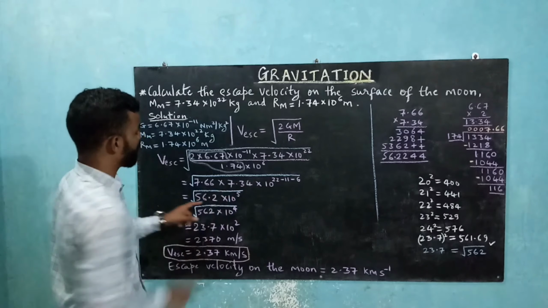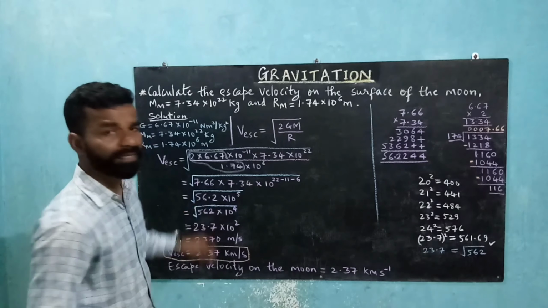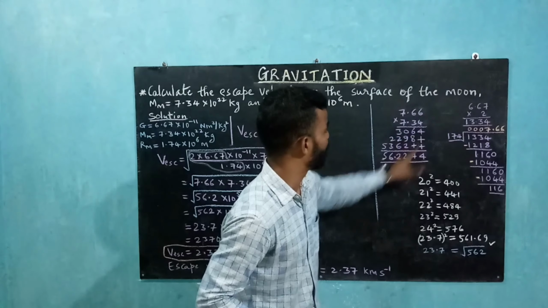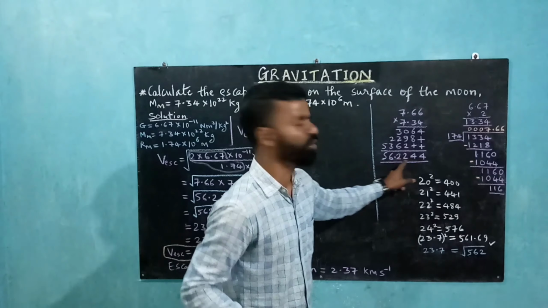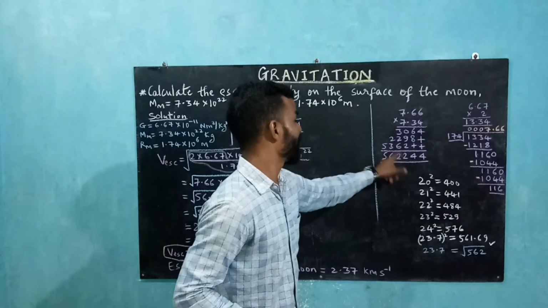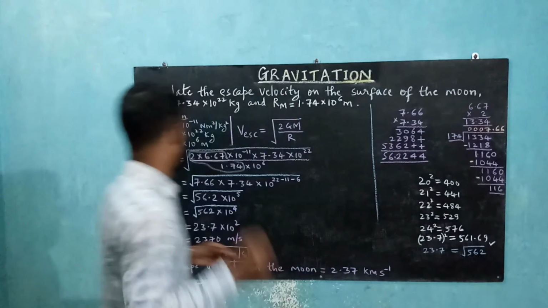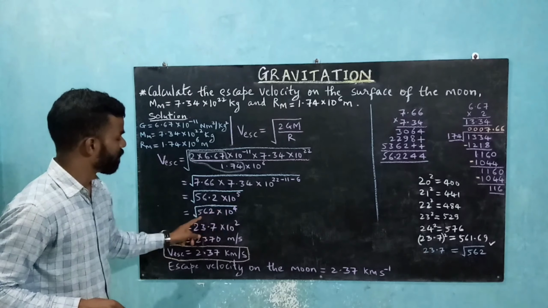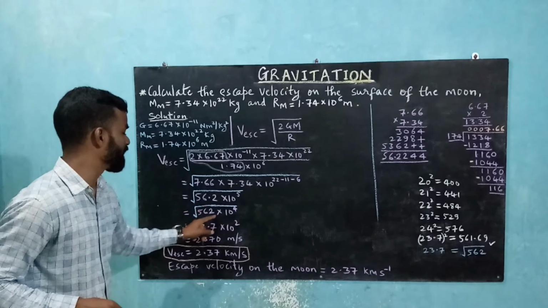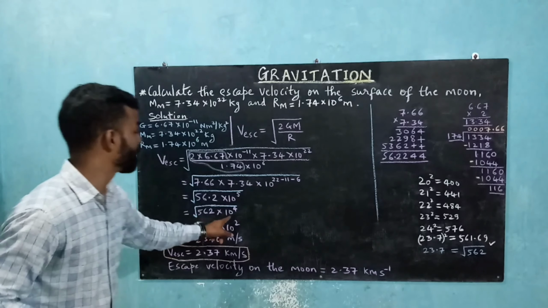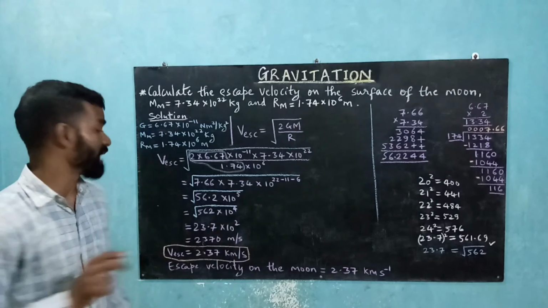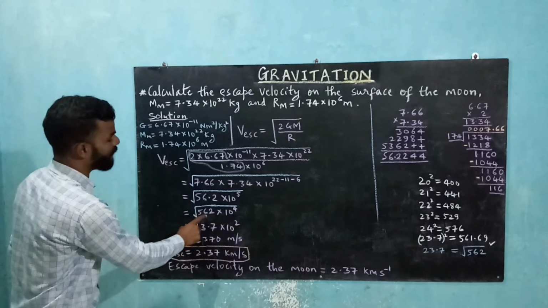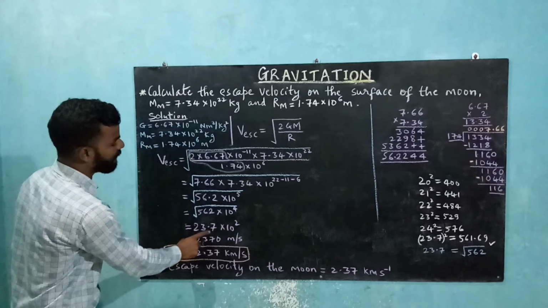For this multiplication, the answer you are getting is 56.2. So 7.66 into 7.34 is 56.22, and so on. We are taking only one decimal place, 56.2. Then multiply 10 to this 56.2, so you are getting 562. And then 10 raised to 4 remains at the side. So the square root of 10 raised to 4 is 10 raised to 2, and the square root of 562 is 23.7.